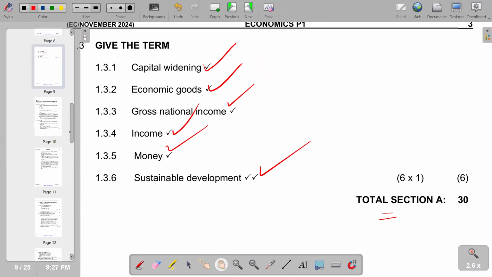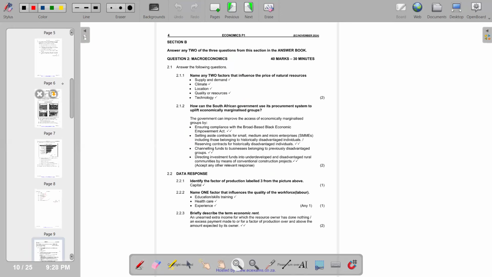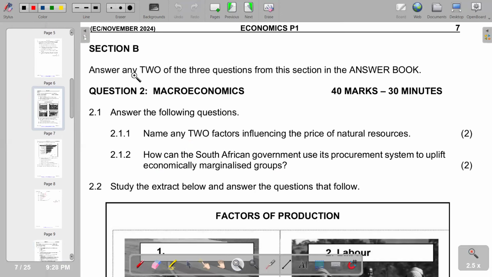So we move on to the next question, which is now going to be our question 2, which is on section B. So section B, question 2, macroeconomics, it has got 40 marks. You should spend on average 30 minutes. So answer the following questions at 2.1.1. Name any 2 factors influencing the price of natural resources.